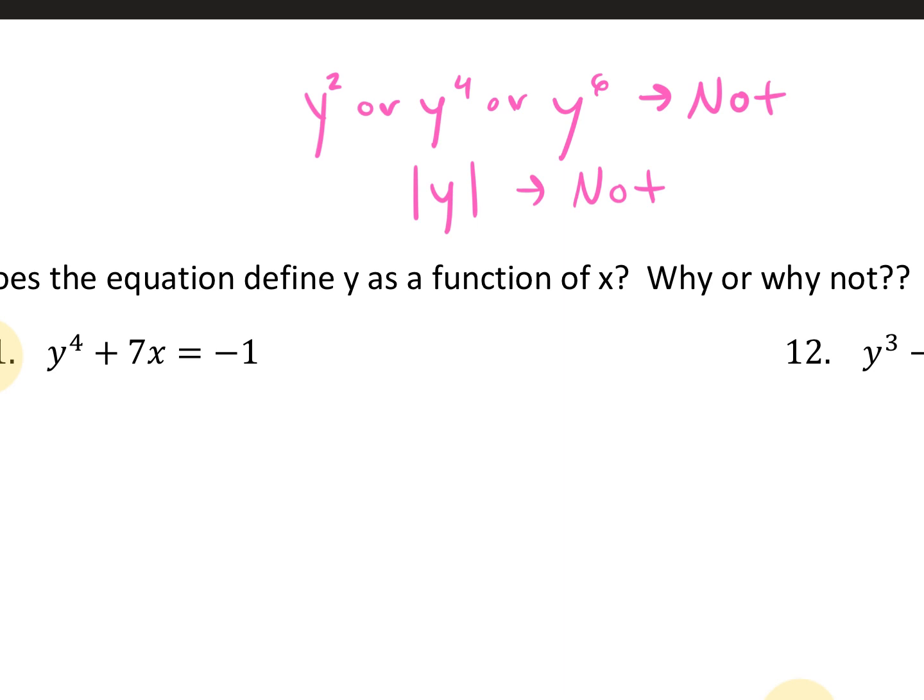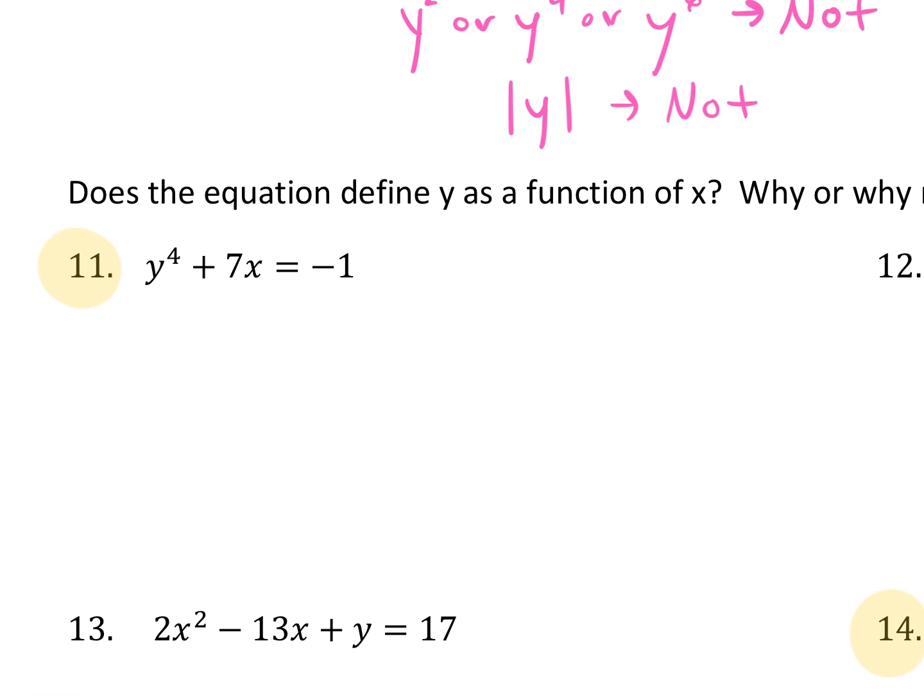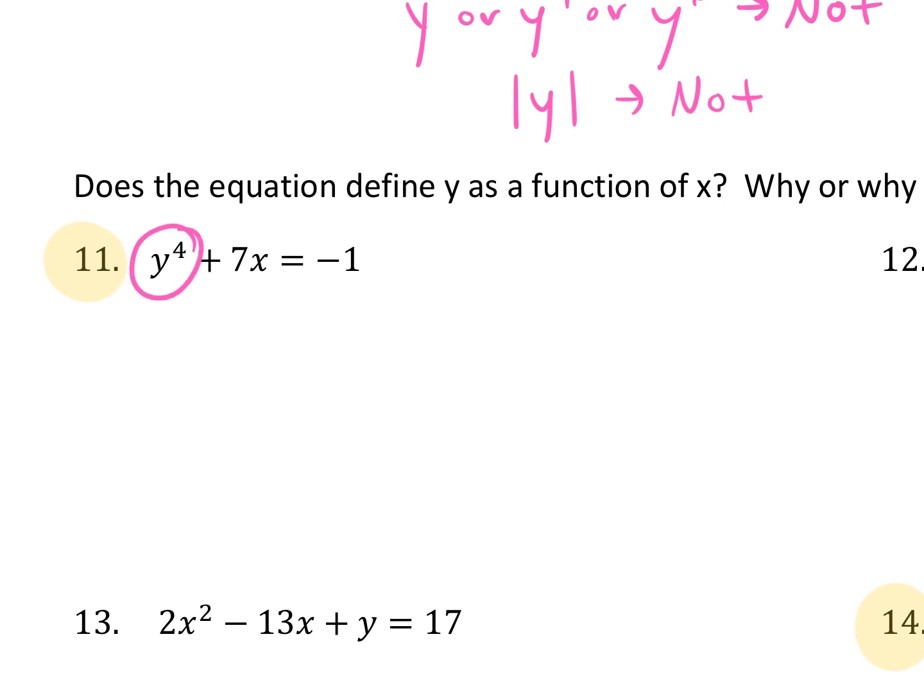So for a question like number 11, is 11 a function? No. Why not? Because it's y to the 4th power. So on the test, it's going to ask you why or why not. You just want to circle it. Show me y to the 4th power. That's what makes it not a function. That's perfectly fine. This is as much work as you need here. But just show me why. If you just say not a function or just say no, you'll get half credit because you didn't explain why.